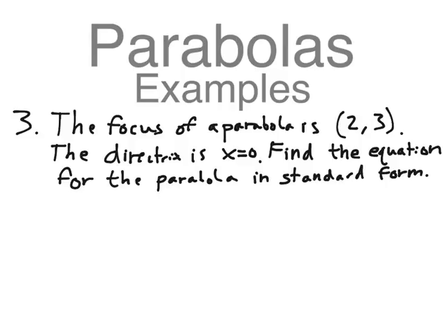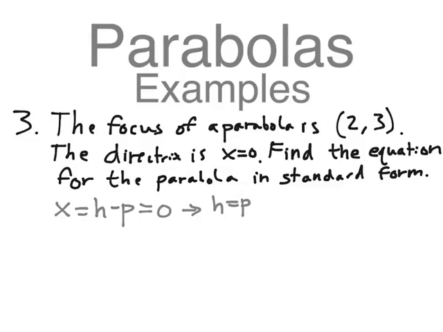Example 3 gives us a focus and a directrix for a parabola, and we have to find the equation for the parabola in standard form. Well, the directrix is x equals something, which is in this case 0. Because it's x, that means we know our parabola opens along the x-axis. So it opens either left or right. And we know that x is equal to h minus p for the directrix. Because this is 0, then I know h is equal to p.